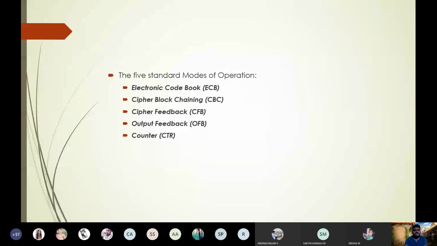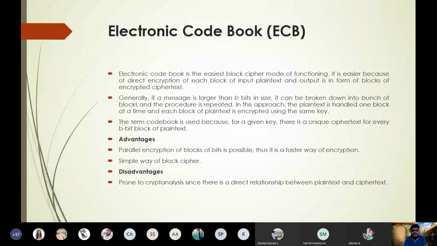What is meant by electronic codebook? First thing, electronic codebook is the easiest block cipher mode. It is the first stage of block cipher modes of operation. It was the first operation in block ciphers, so it will be easy, right?